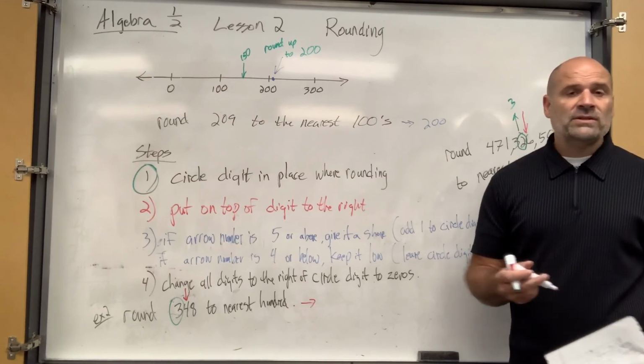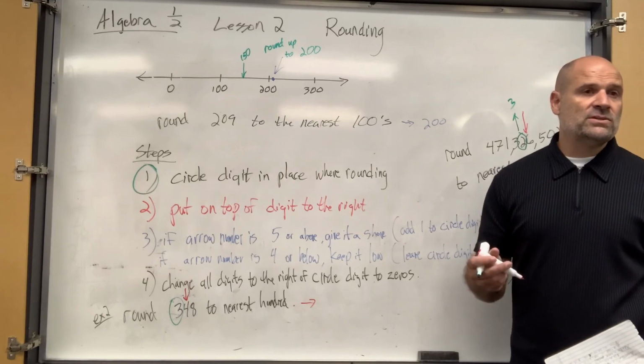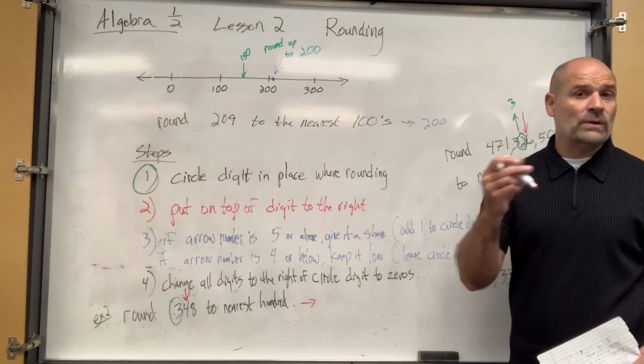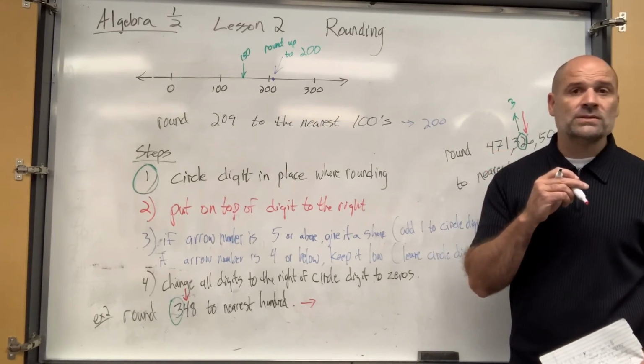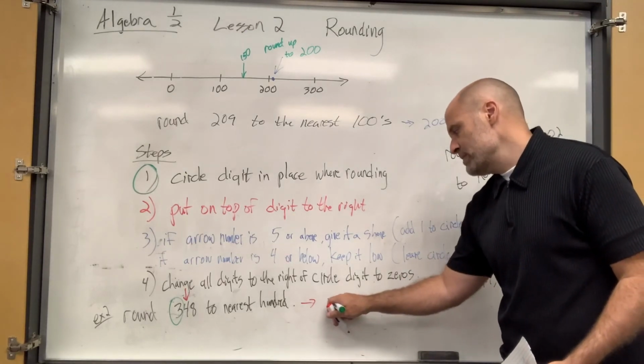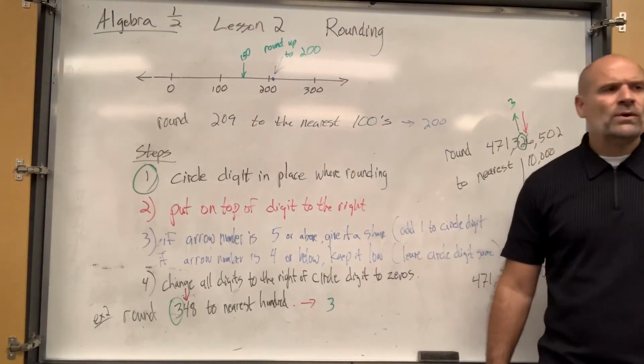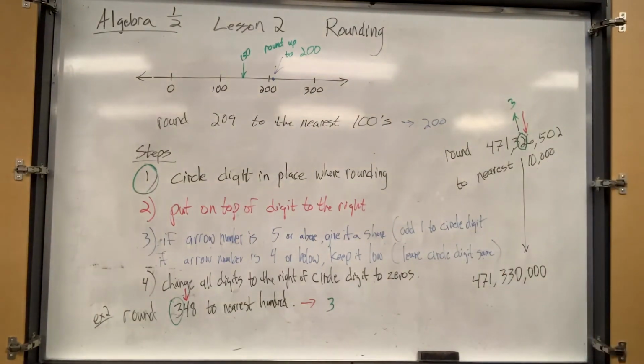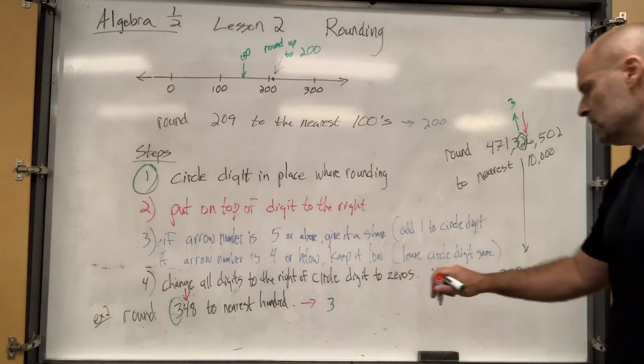So every time the circle number is either going to change, adding 1 to that circle number, or it's going to stay the same. Okay, those are the only two options. So that still remains a 3. And then what happens to the other numbers? They're all zeros. Okay?